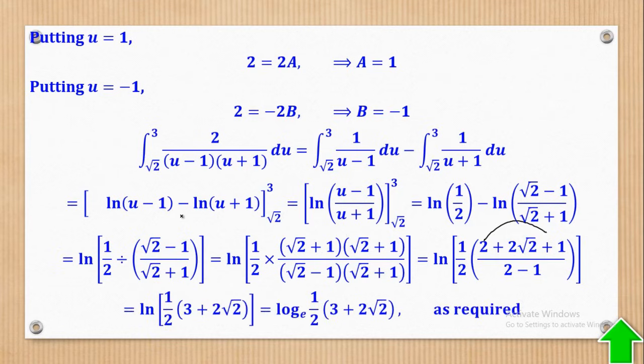So this 2 plus 1 is 3, that is why there is 3 here. But remember that ln is the same as log base e, that is why you see here now log base e, and that is what they wanted.